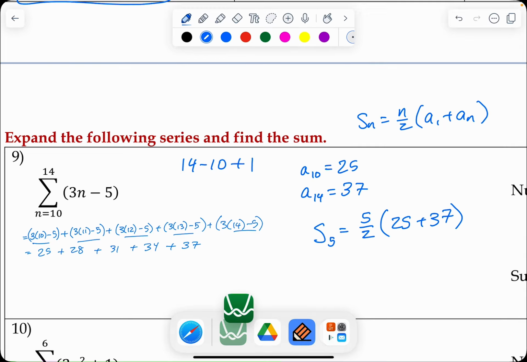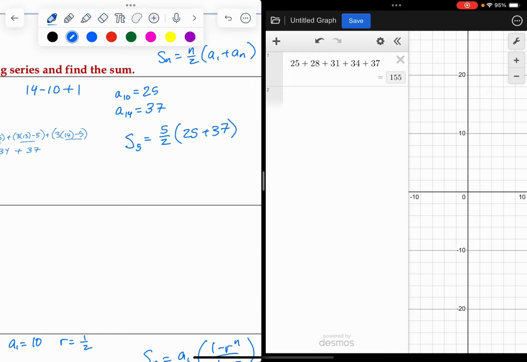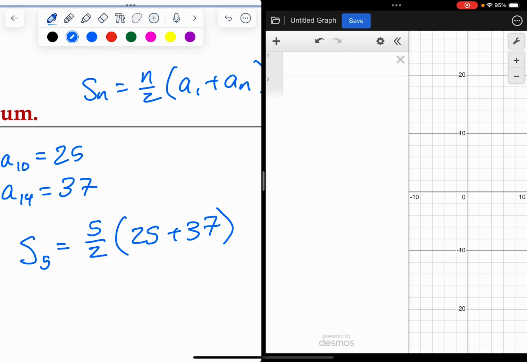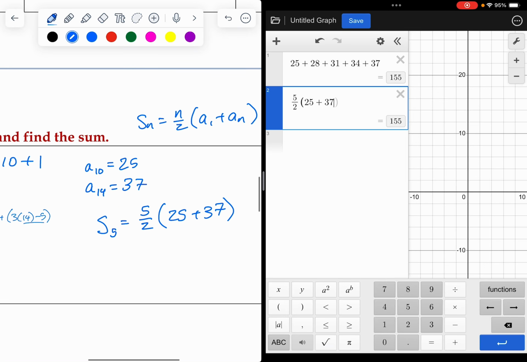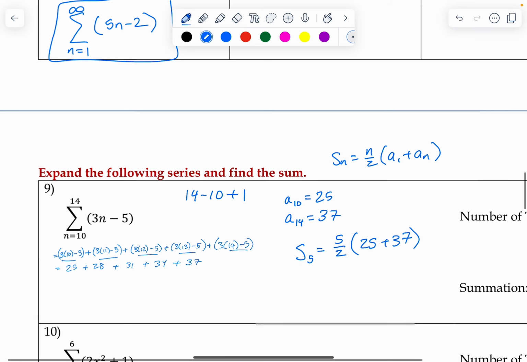Come back, Desmos. Oh, I wanted to keep that. Oh, well. Oh, I can undo. Ha! Sorry, easily amused. Okay, so 5 over 2 times 25 plus 37, and notice they're the same. And so in the future, it wouldn't be so terrible to write out 5 terms.